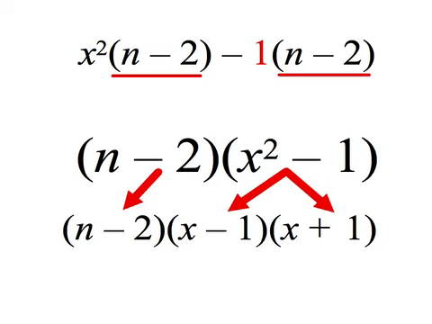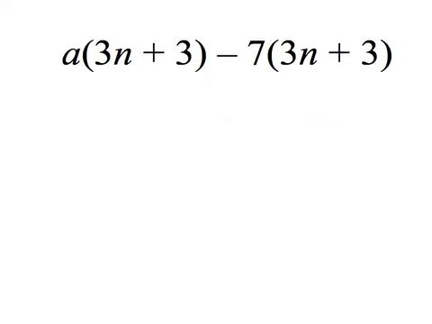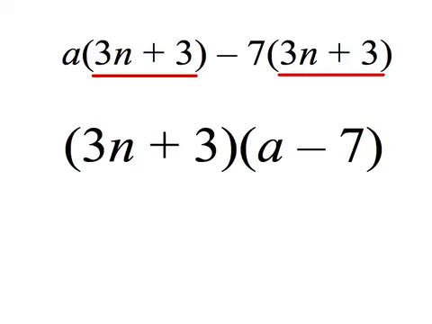The first factor, n minus 2, can't be factored further, but the difference of squares, x squared minus 1, can be factored as x minus 1 times x plus 1. And now we've completely factored the original polynomial. Here's another one. We check. There is a common factor, 3n plus 3. We factor it out. We get the quantity 3n plus 3 times the quantity a, take away 7.